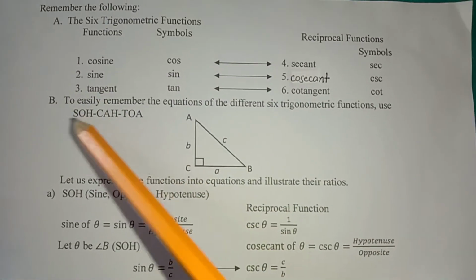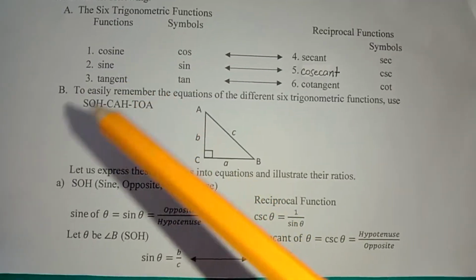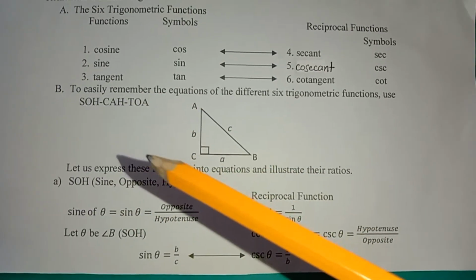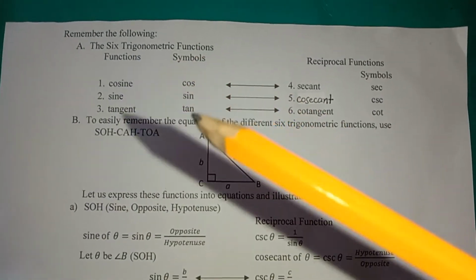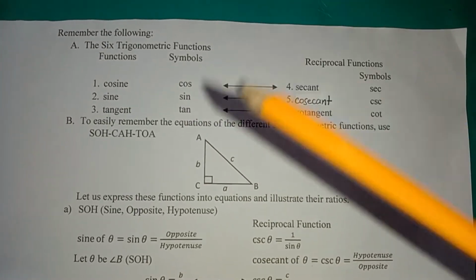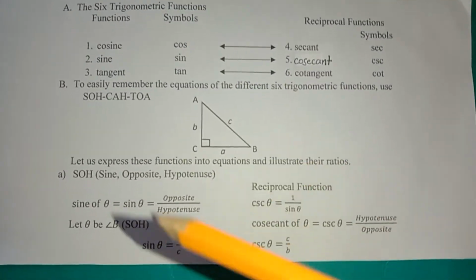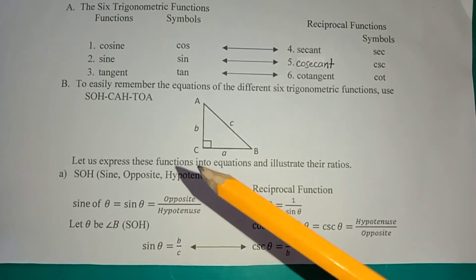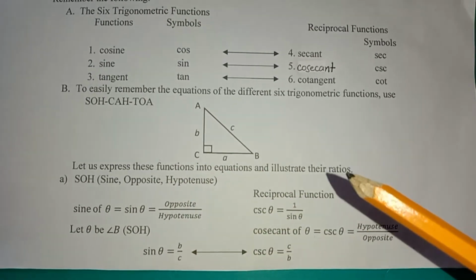Okay? So saan ang SOHCAHTOA? So actually this is an abbreviation or the mnemonic pattern in order for you to easily remember the formulas of the trigonometric functions. Okay? So let us express the functions into equations and illustrate their ratios.